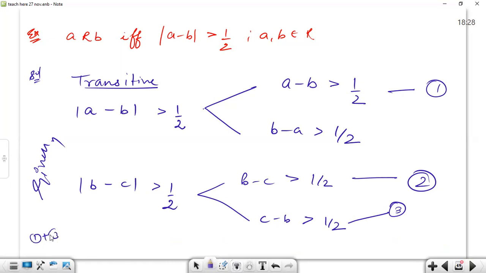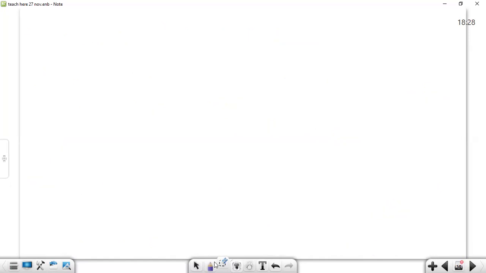Let's add 1 and 3. a minus b plus c minus b is greater than half plus half, which becomes 1. So this is a plus c minus 2b is greater than 1. From this, we cannot conclude whether a minus c is greater than half or not. Even if it is looking complex to you, I can also take some examples where a minus b has to be greater than half.